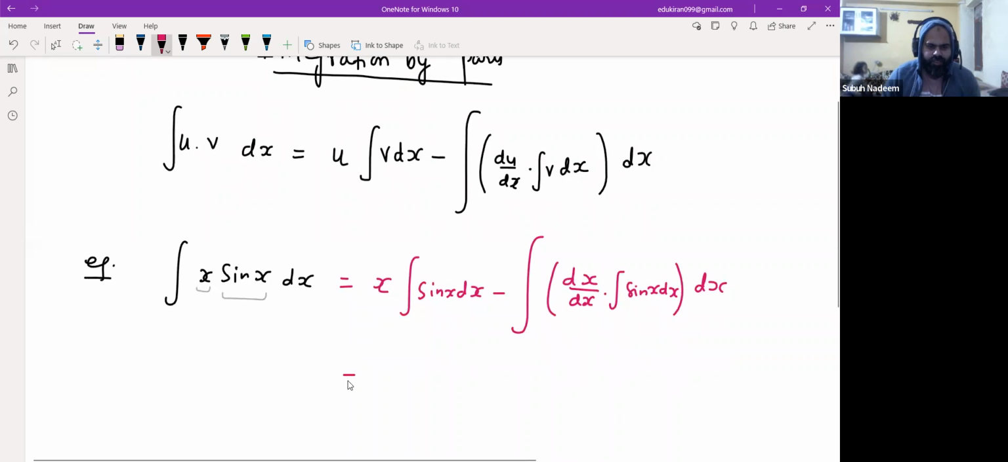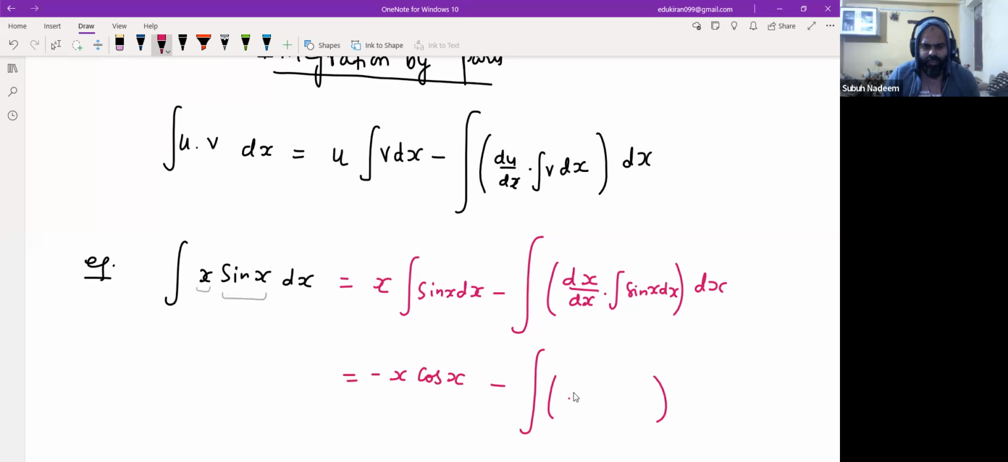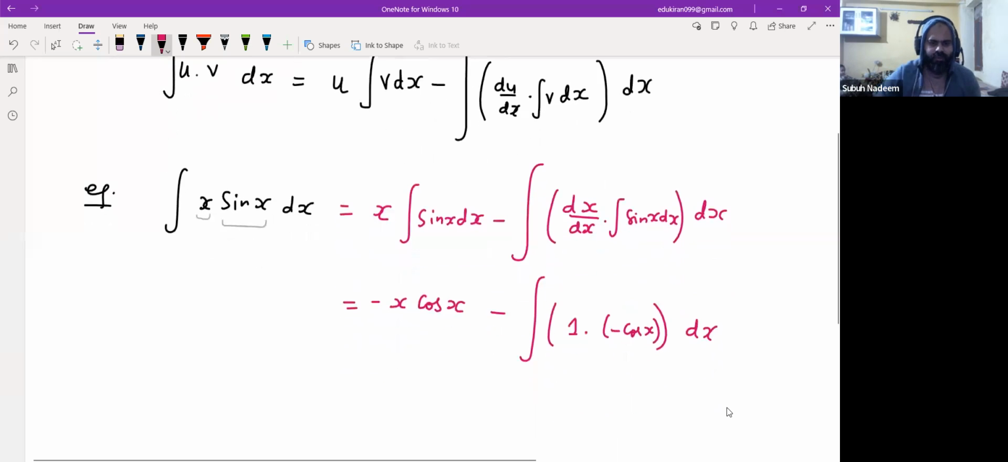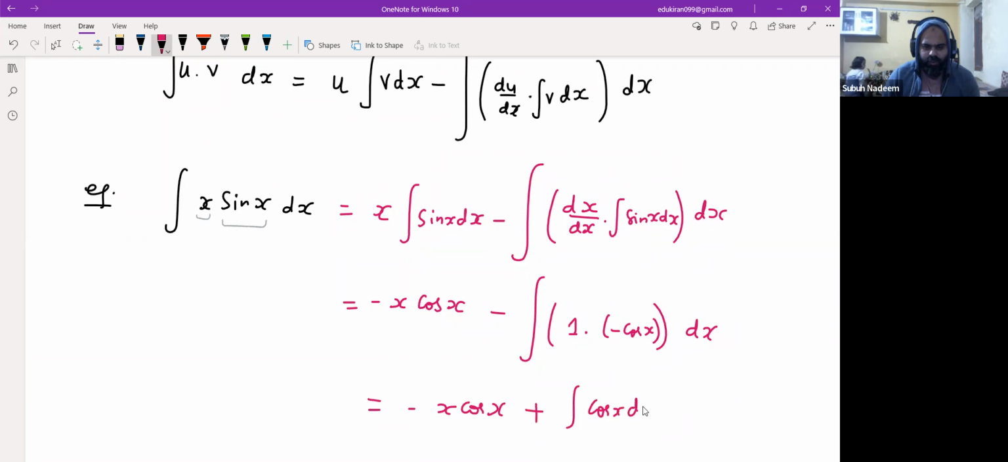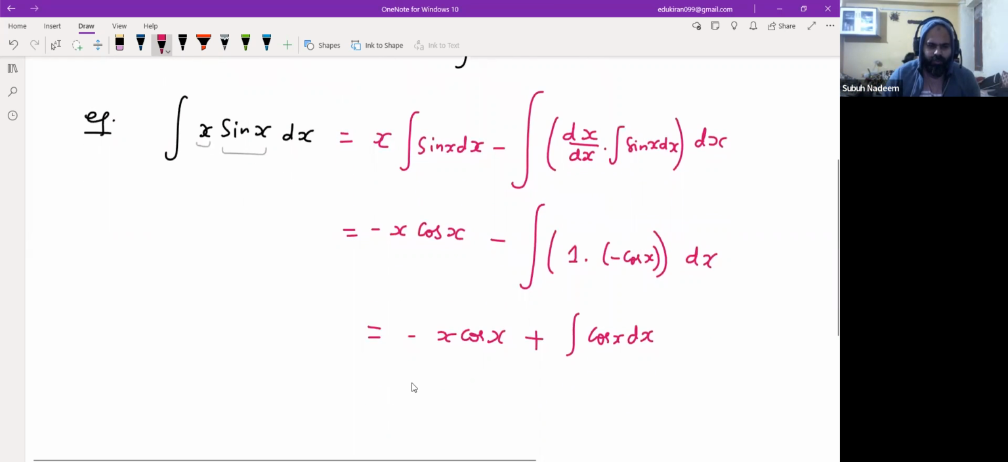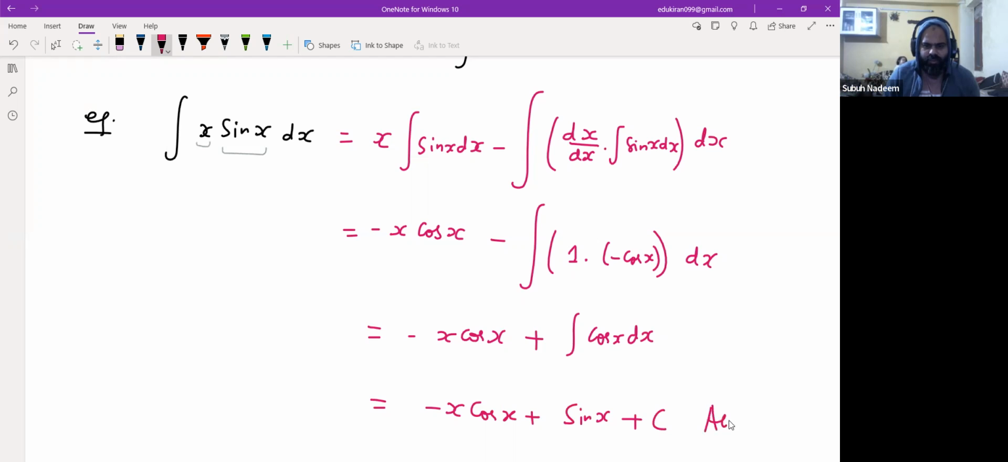Okay. Now, what is the integration of sine x? It is minus cos x. So we'll write it like this. And here dx by dx is 1, and the integration of sine x is minus cos x, as the derivative of cos x is minus sine x. So we get minus x cos x, and then this minus comes outside, so plus integration of cos x. So it will become minus x cos x, and the integration of cos x will be sine x plus c. So this will be your answer. You can note this down.